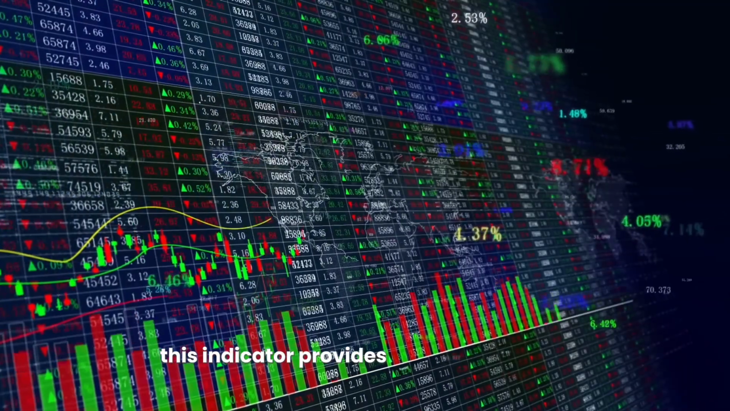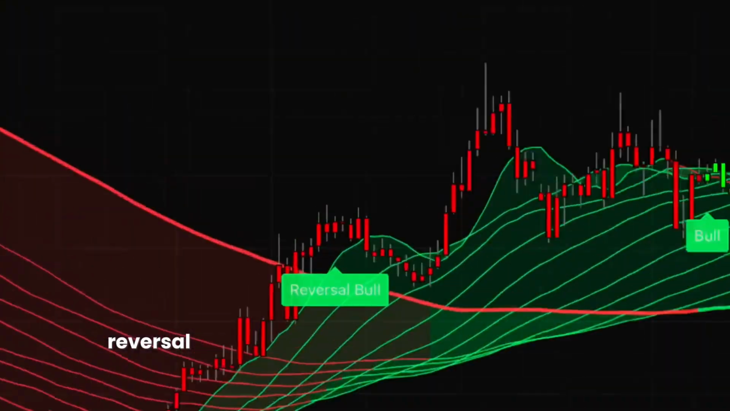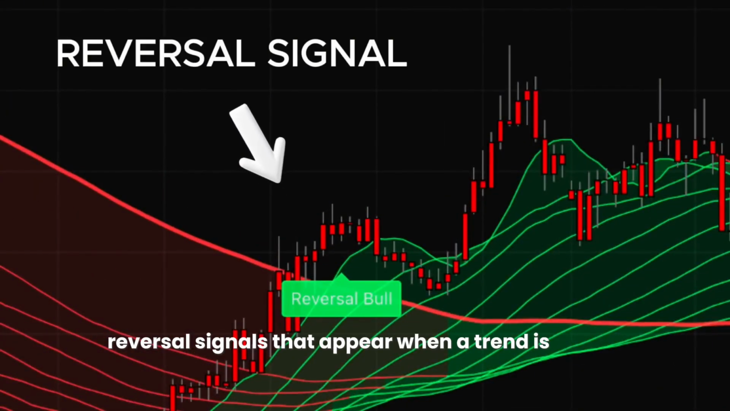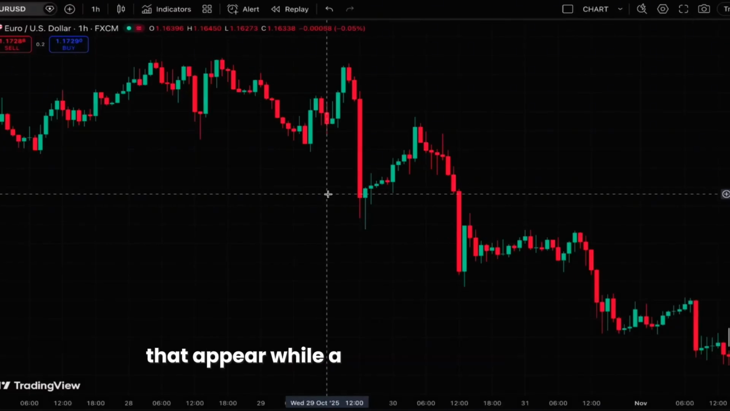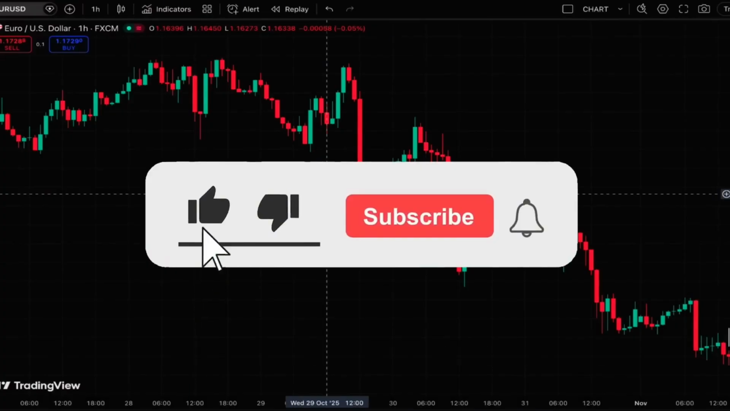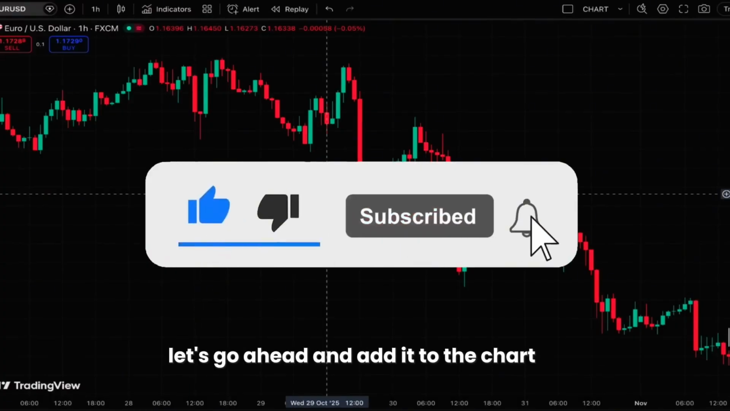This indicator provides two types of signals: reversal signals that appear when a trend is about to change direction, and buy and sell signals that appear while a trend is already in motion. Let's go ahead and add it to the chart now.